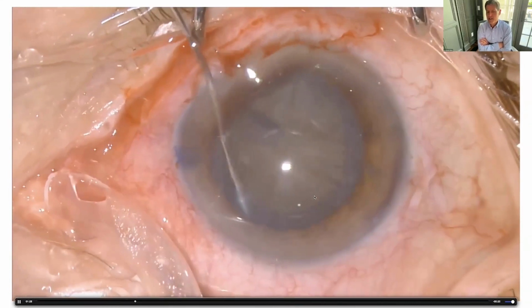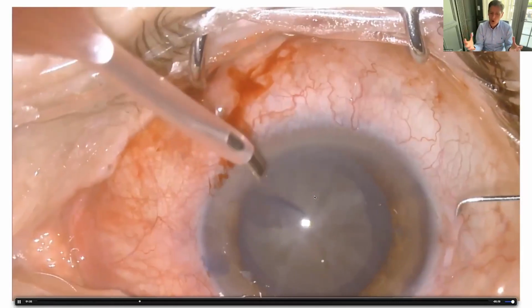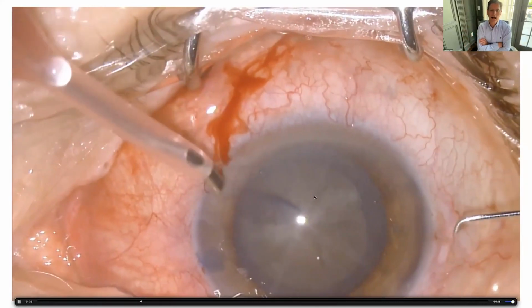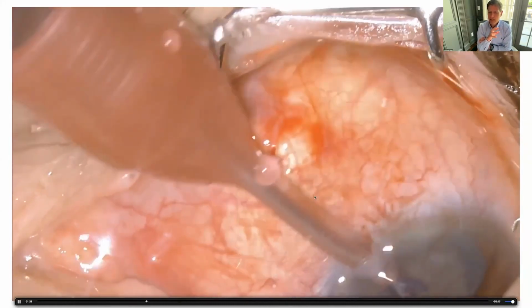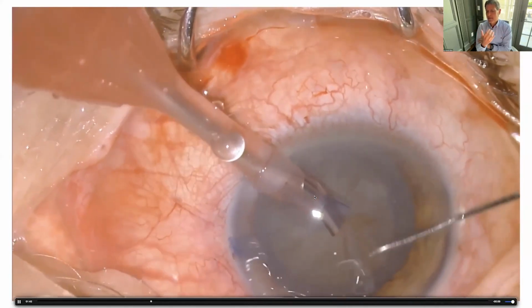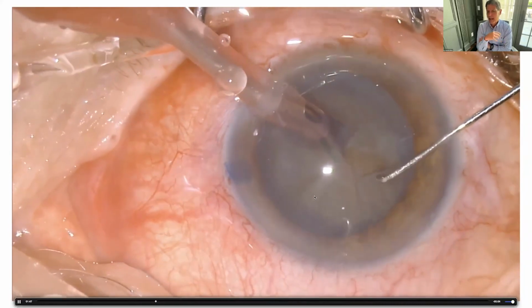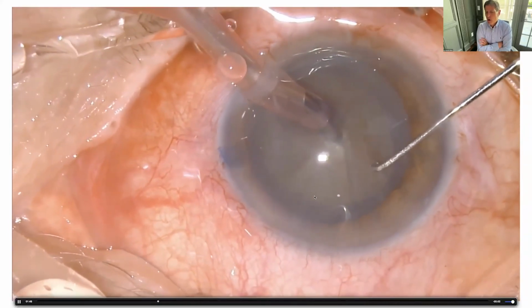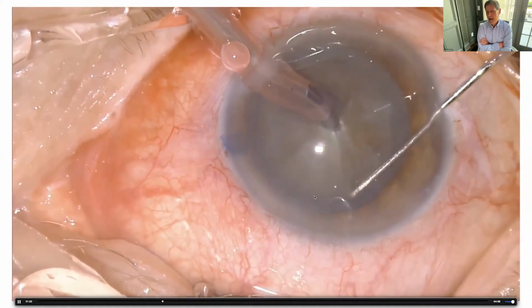In terms of hydrodissection, it is also important not to overdo it, because we won't see the wave going behind the nucleus because of the density. What we want is to inject just a little bit of fluid to liberate it, and then we're able to rotate it, and then we know that the nucleus has been separated from the capsular bag.